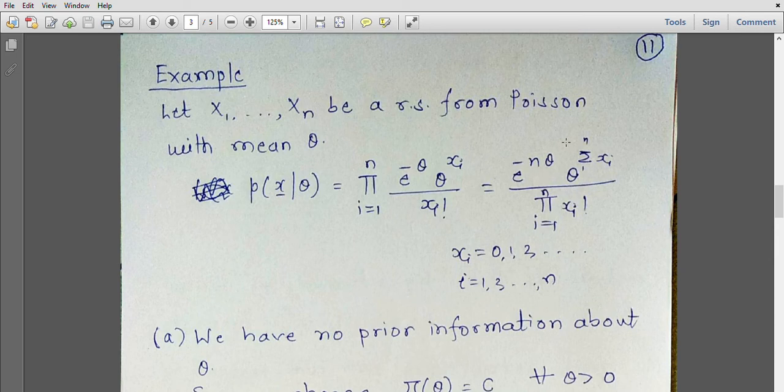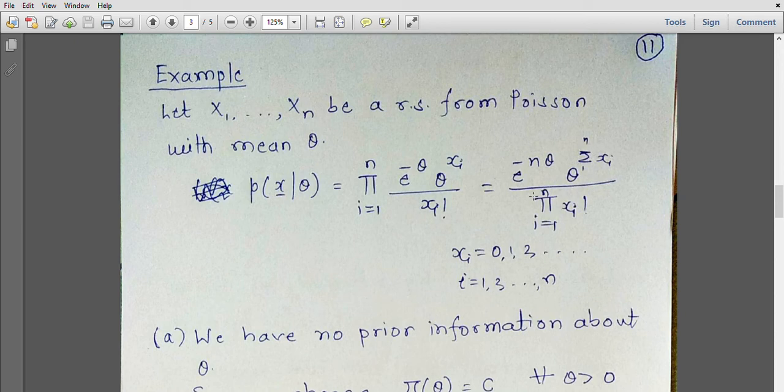So e raised to minus n theta, theta raised to summation xi, upon product of xi factorial. Now look at this as a function of theta. Look at it carefully. What do you notice? You will notice that there are two terms containing theta. The first term is e raised to minus n theta, and the second term is theta raised to summation xi. Notice that when you obtain the posterior distribution of theta, these xi's are already observed, so summation xi becomes just a constant.